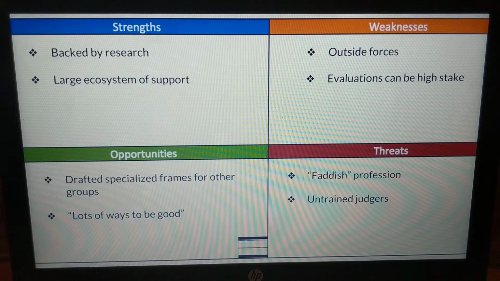For opportunities, in 2007, specialized frames were created for non-classroom specialists. Danielson encouraged administrators to use or adapt them, although they do not have extensive validity research compared to the teaching frame. When you look at the second opportunity, Danielson noted that there are lots of ways to be good, meaning that there are many ways that you can meet some of the framework's expectations.